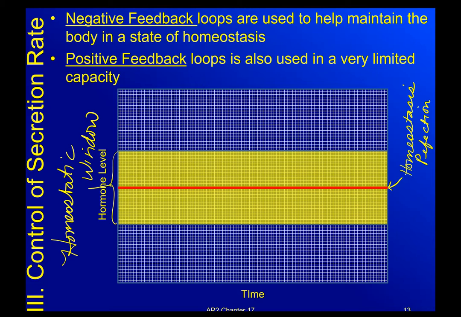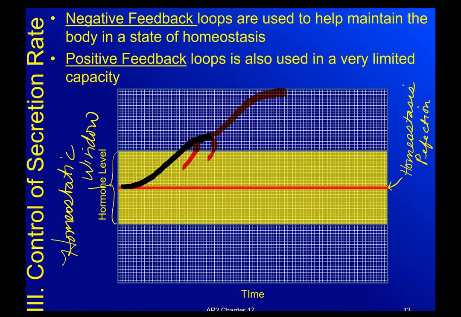Now, positive feedback is different. Positive feedback in the human body is very limited because it pushes you out of that homeostatic window. So let's say that you start going this direction and you're not in that window anymore. Positive feedback says, yeah, just keep going, keep going, keep going. And when it does that, it's basically taking you way away from homeostasis.